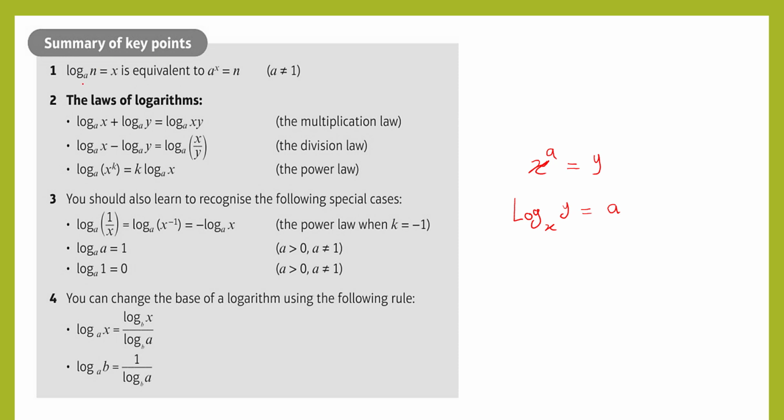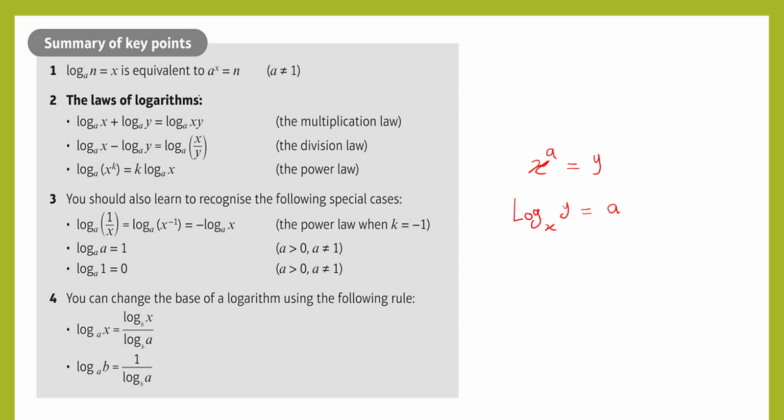Log n to the base a equals x is equivalent to a to the power of x equals n, and a must not be 1. So you must be aware that the base must not be 1. It must be greater than 1 and not negative as well. So it must be any number greater than 1. It can even be a decimal.